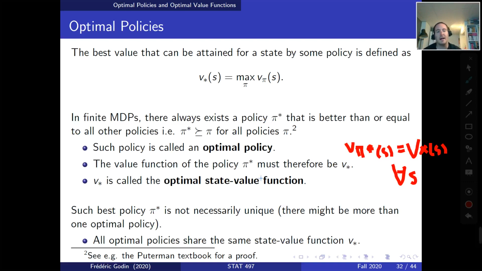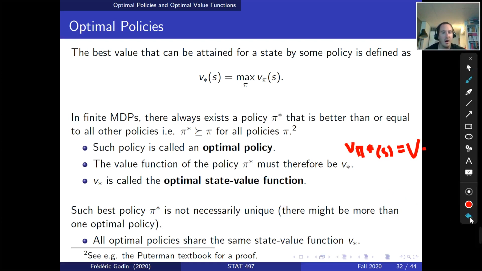It can be shown that in some problems, the optimal policy pi star might not be unique. Sometimes for some states, there might be two actions which give the same outcome, or the same value. For this reason, sometimes there are multiple optimal policies, but there must exist at least one.